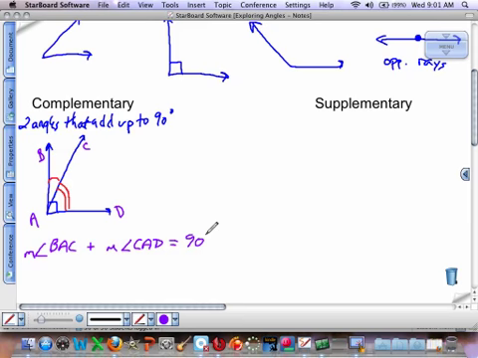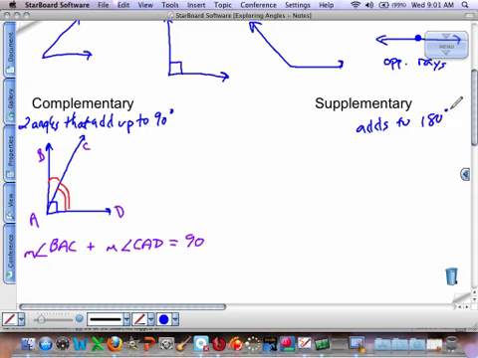There are two angles that add up to 180. So it's just like complementary, only we're going to add up to 180. And you're going to hear those terms a lot, so it's really important that we get these two down. Complementary is 90, supplementary adds to 180.